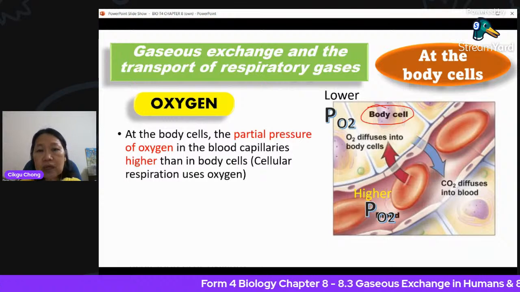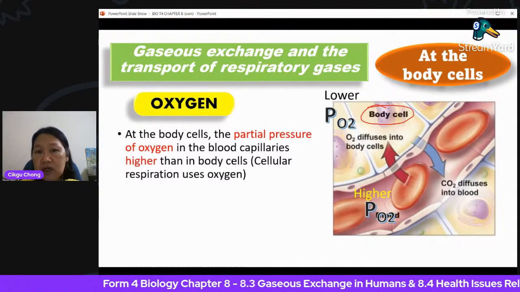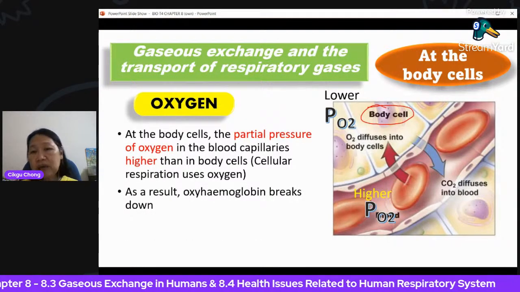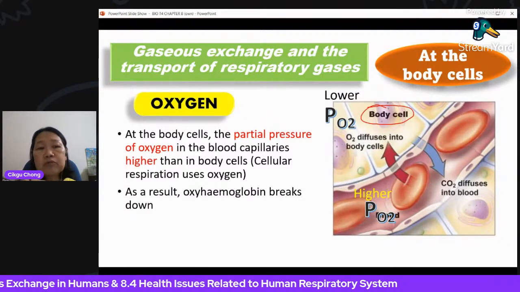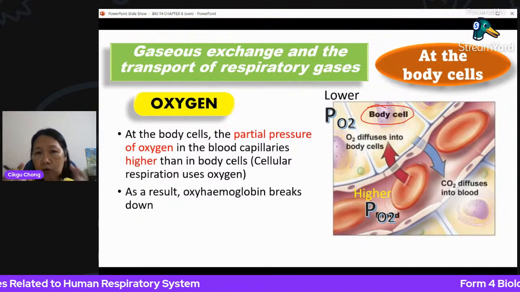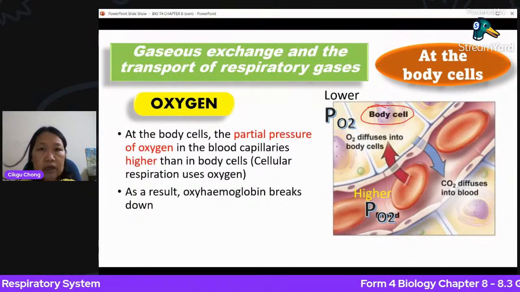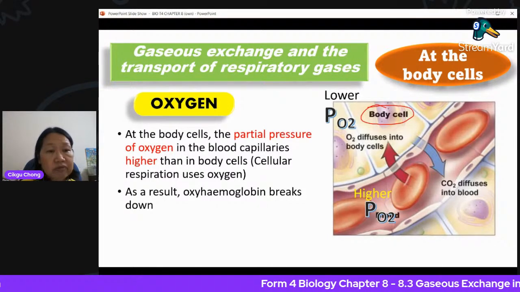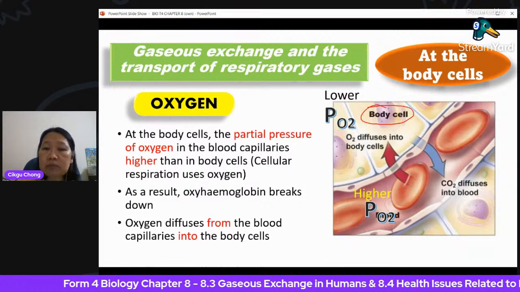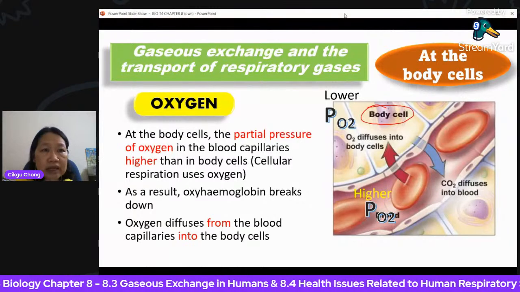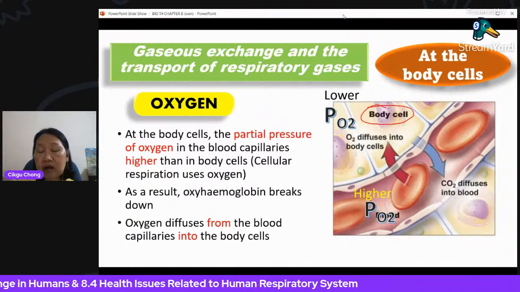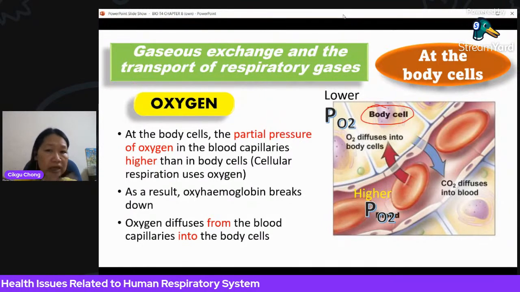Because you have a lower concentration of oxygen in the body cells, the oxyhemoglobin inside the red blood cell automatically will break down. The bonds holding the oxygen to the hemoglobin molecule will break and the oxygen will be released. Then the oxygen diffuses from the blood capillaries into the body cells. That's how you explain the direction of movement of oxygen into the body cell, not the other way around.